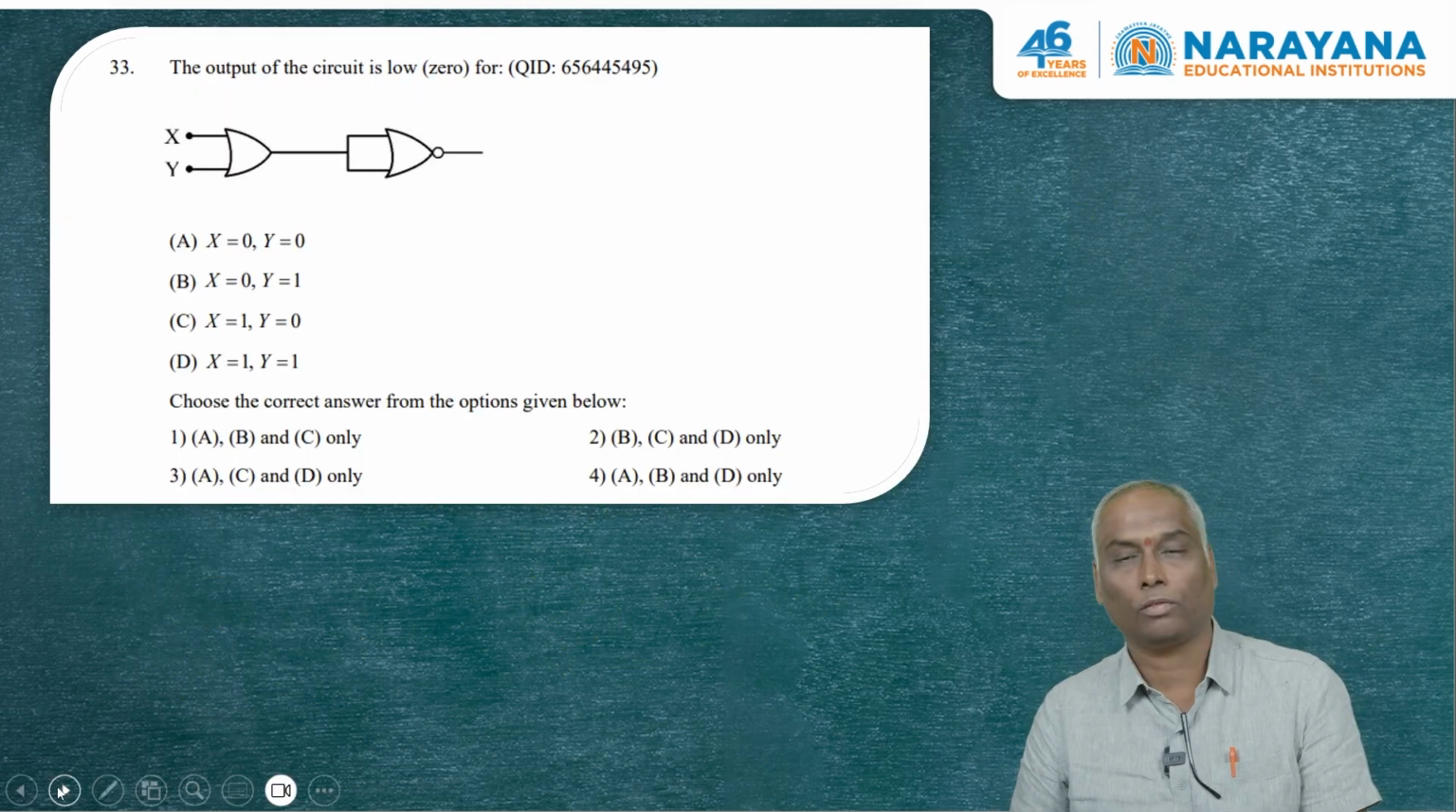Next. Question number 33. The output of the circuit is low for... So here they have given a circuit involving the logic gates.